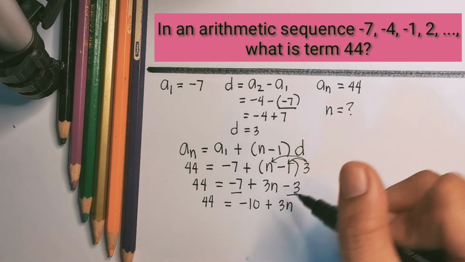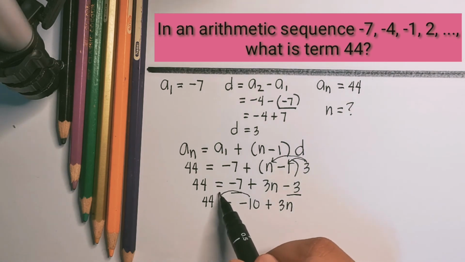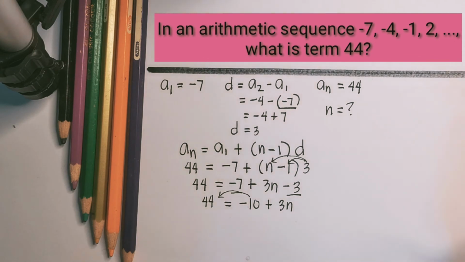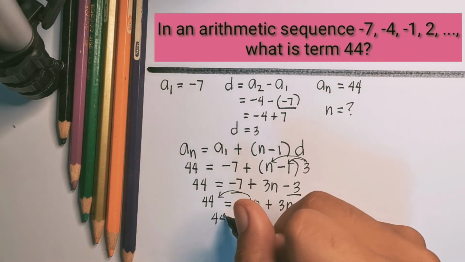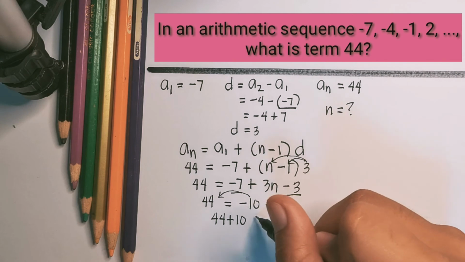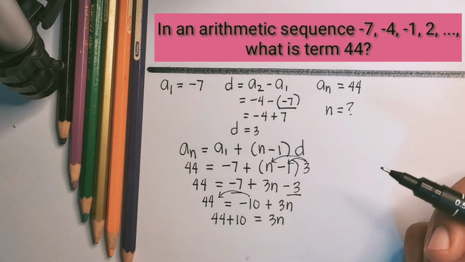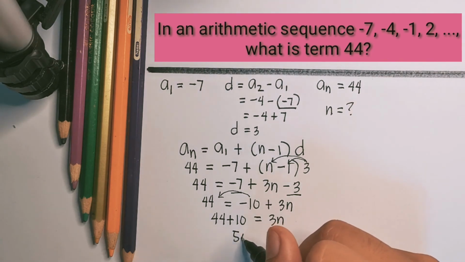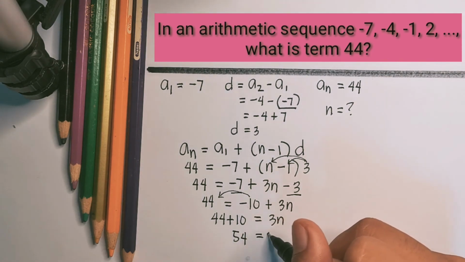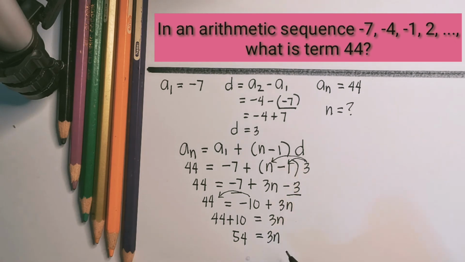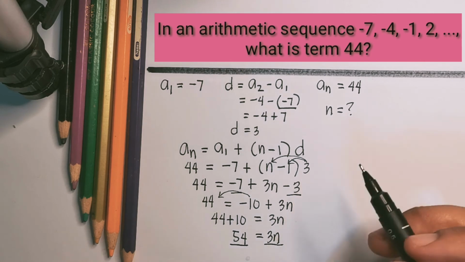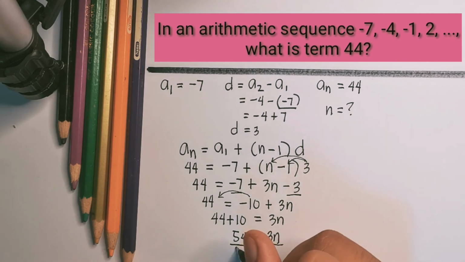plus 3n. Then, ilipat natin sa kabilang side ang negative 10. So, magiging positive siya. 44 plus 10 equals 3n. And 44 plus 10, that is 54, equals 3n. Since merong numerical coefficient ang n, so dapat ang matira lang ay n, we're going to divide both sides of the equation by the numerical coefficient na 3.